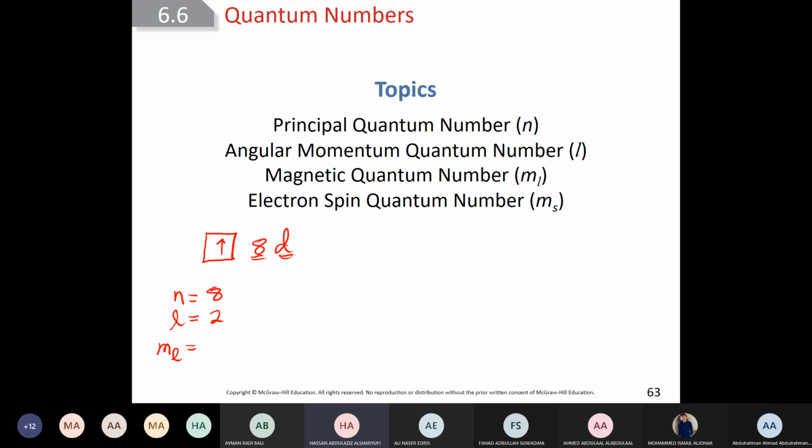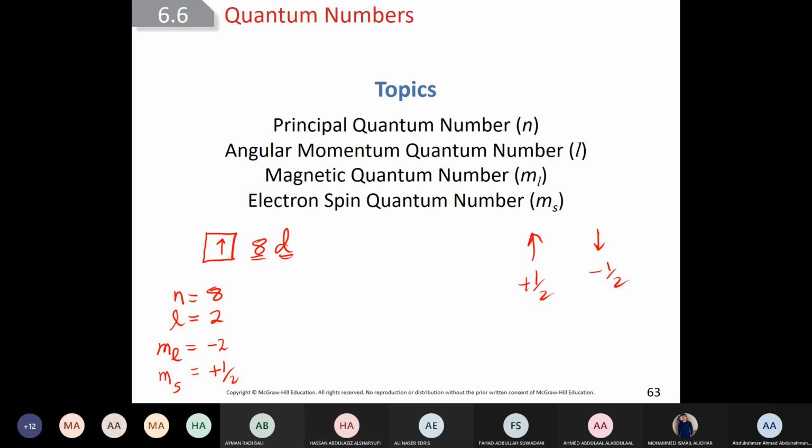-2, 0, 2, 1, and -1. Which one should I take? Anyone. Okay, give me one. -2. Fine, I don't mind. Good. Last question is, what's the value of MS? Plus half. Now, we agree that this is plus half and this is minus half.